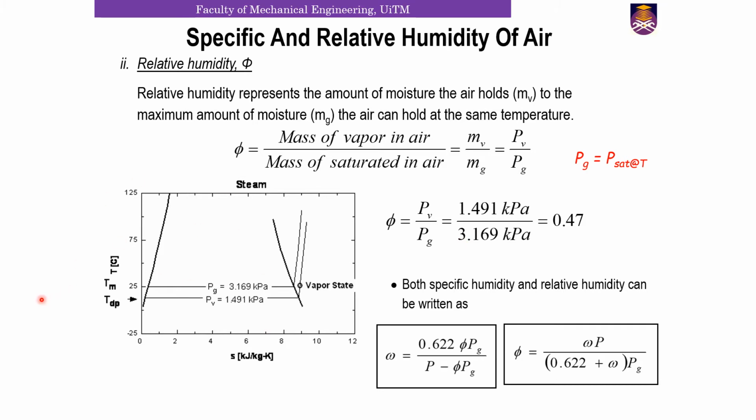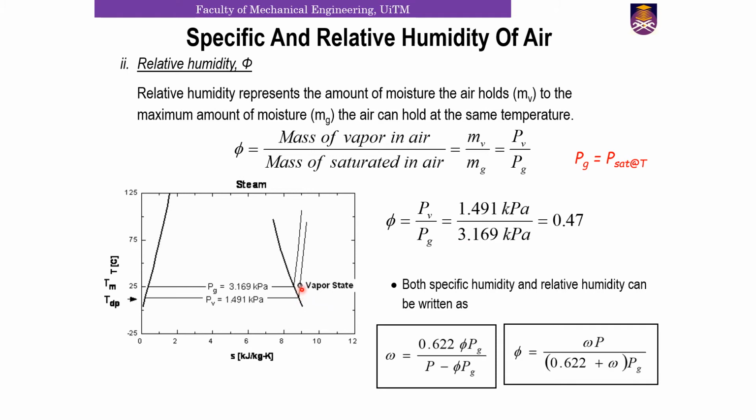So you have a dew point temperature with a vapor pressure of 1.491, and then the saturation pressure is given for the same temperature as 3.169 kilopascal. If you find the ratio of this, it will give you a relative humidity value of 0.47. We can then convert this into percentage, which will give you 47% relative humidity. Most values of relative humidity are given in terms of percentage, or in terms of unity. In terms of unity, the relative humidity ranges from 0 to 1, and in terms of percentage, it goes from 0 to 100%.